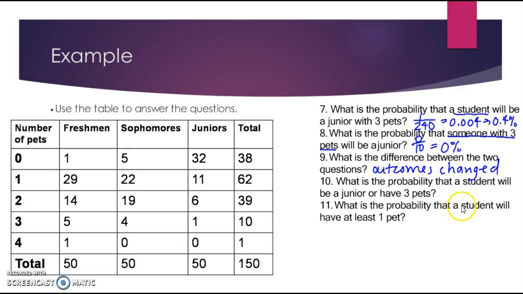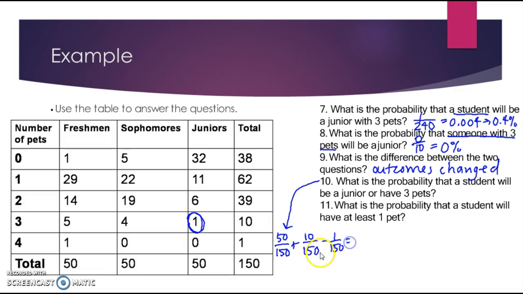For number 10, what's the probability that a student will be a junior or have 3 pets? Okay, remember, or we add. So the probability that a student is a junior, okay, we've got our juniors here, so we've got 50 out of 150, and I'm going to write this one down here. So 50 out of 150 plus the probability that they will have 3 pets. So my 3 pets are 10 out of 150. But you could be a junior and have 3 pets. So I do have overlap there, and I counted this one junior twice, so I've got to take him back out.